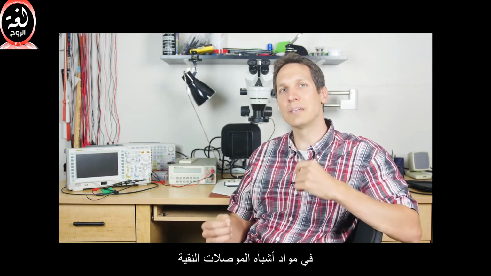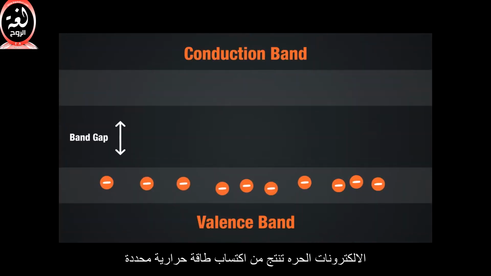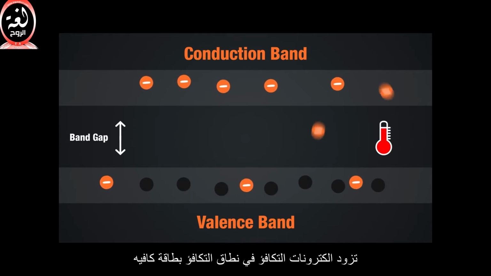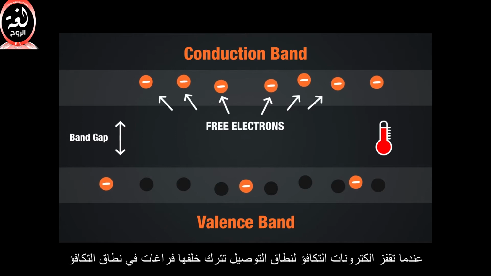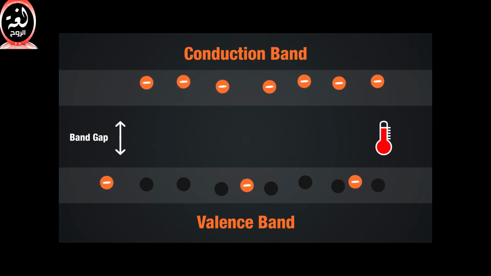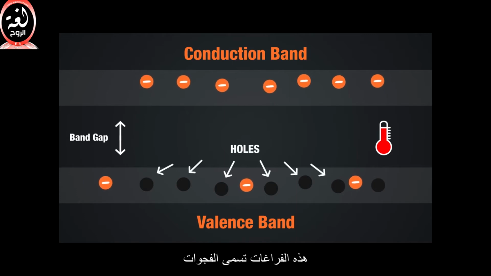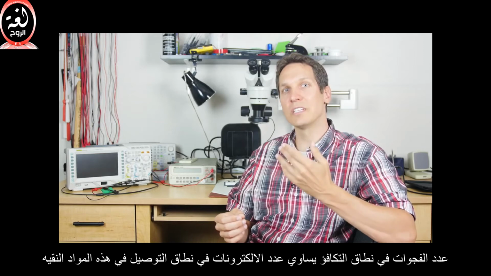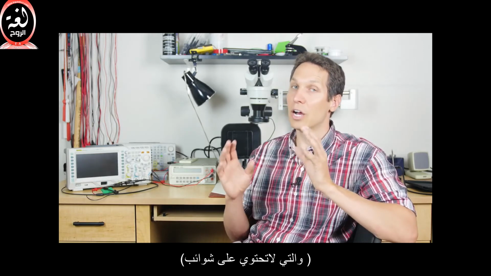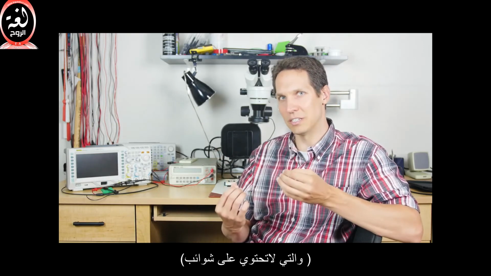In an intrinsic semiconductor material, free electrons are produced when the material receives sufficient thermal energy that provides valence electrons from the valence band enough energy to jump to the conduction band and to turn into free electrons. When valence electrons jump to the conduction band, they leave vacancies in the valence band, and these vacancies are called holes. The number of holes in the valence band is just equal to the number of free electrons in the conduction band in this undoped intrinsic material.